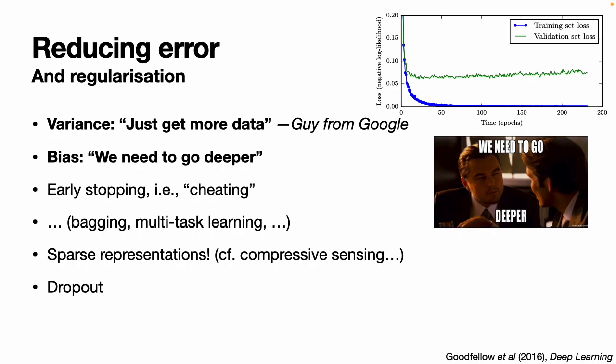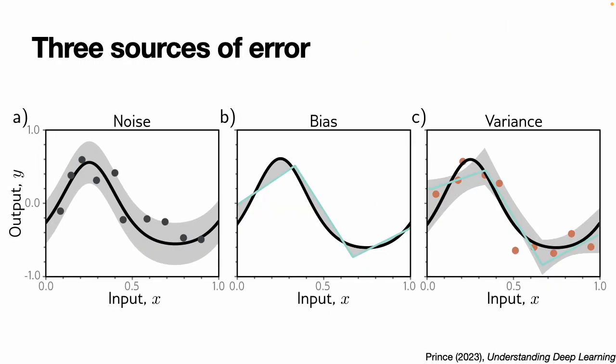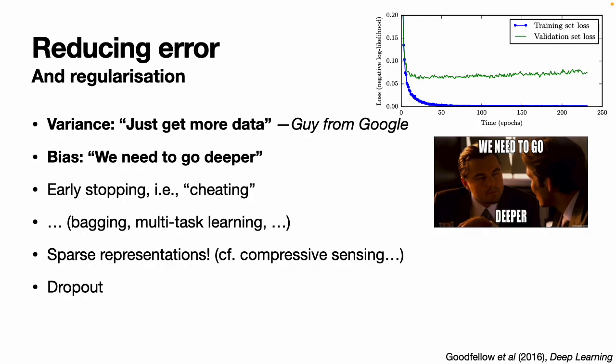That's okay. Okay, so variance. What's variance? That's the variability that I get from having noisy training data. How do I reduce it? Well, get more training data.